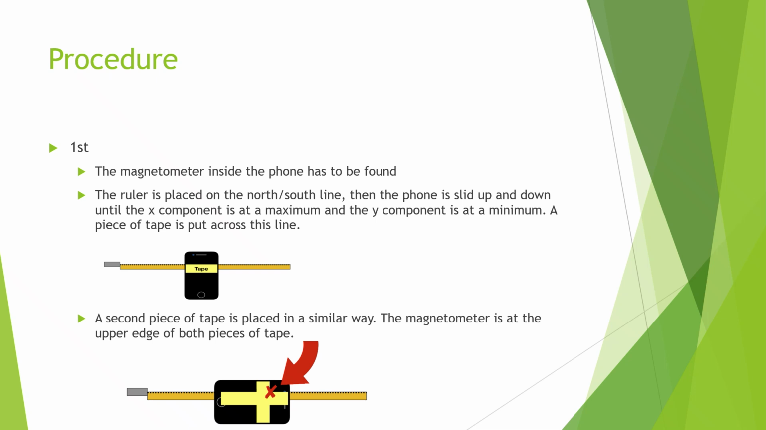Here in the lab, first, the magnetometer inside the phone has to be found. To do this, the ruler is placed on the north to south line, then the phone is slid up and down until the x component is at a maximum and the y component is at a minimum. A piece of tape is put across this line, as you can see here. And then a second piece of tape is placed in a similar way, and the magnetometer is at the upper edge of both pieces of tape, and we marked it with an X.